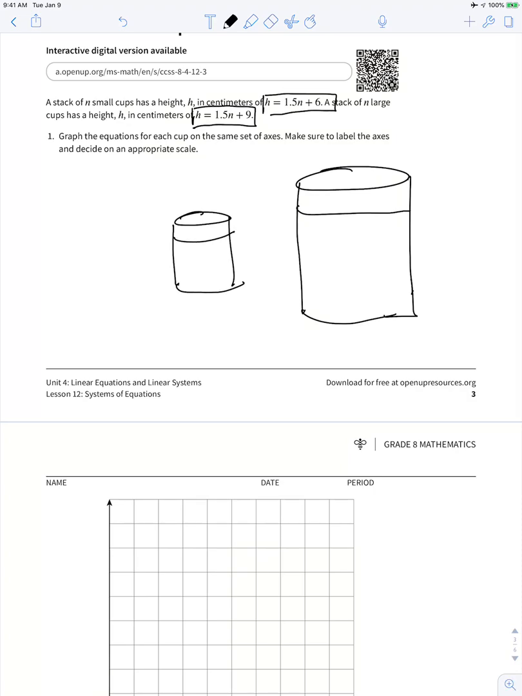If these are my small stacked cups, I know that this distance here is 6, and the top is 1.5 added for every cup, and then we have 9 and 1.5 added for every cup. So just a little bit of a visual for you guys to think about in terms of the large cups versus the small cups. Okay, so they want us to graph that.